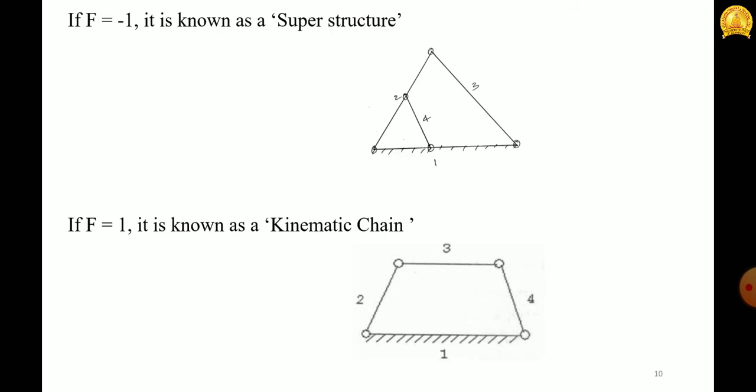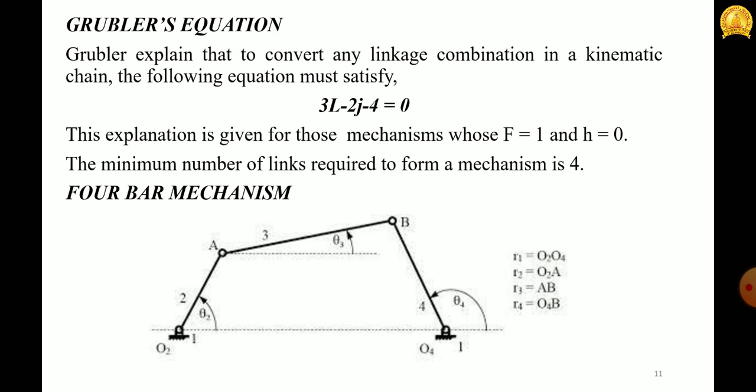And moving to the next figure, here L is equal to 4, J is equal to 4, and there are no higher pairs in this figure, and we will get F as 1, and such a system is known as kinematic chain. Now let us talk about Grubler's equation. Grubler explained that to convert any linkage combination into a kinematic chain, the following equation must be satisfied. That is 3L minus 2J minus 4 is equal to 0, where L is the number of links and J is the number of binary joints.